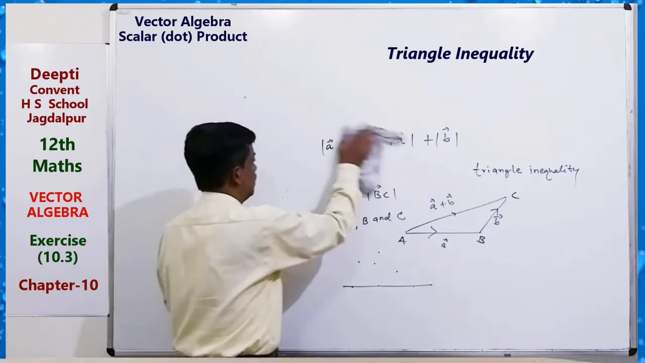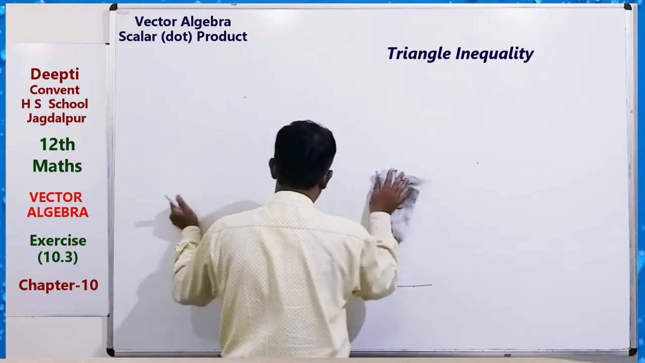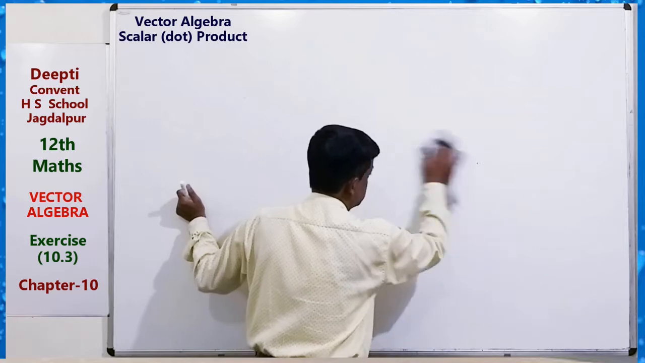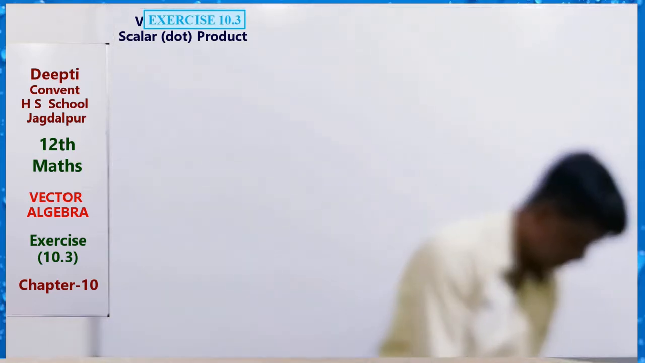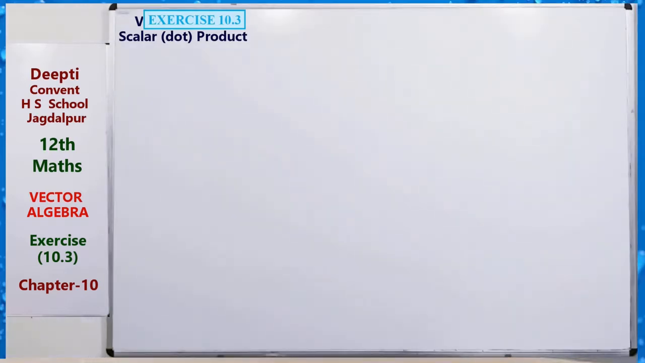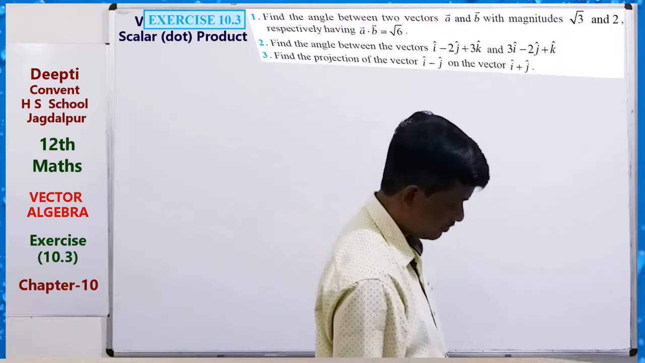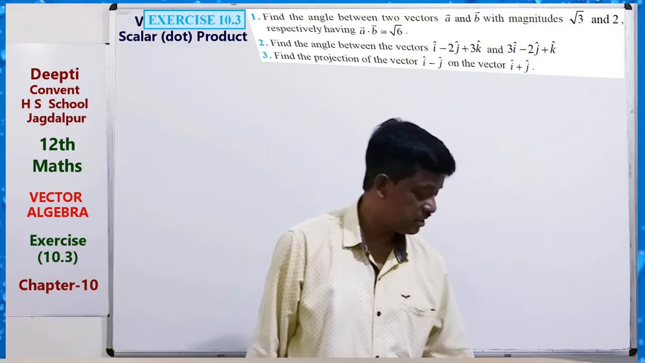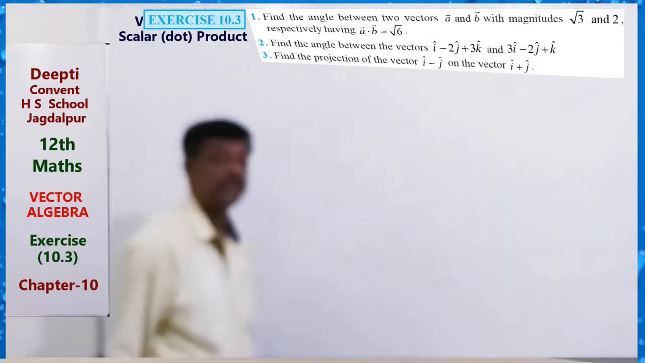Okay. So on the basis of this discussion about dot product, we have to solve questions from exercise 10.3. So take the first question from exercise 10.3. First question: find the angle between the two vectors A and B, with magnitudes √3 and 2, and A dot B equals √6. Angle between two vectors.